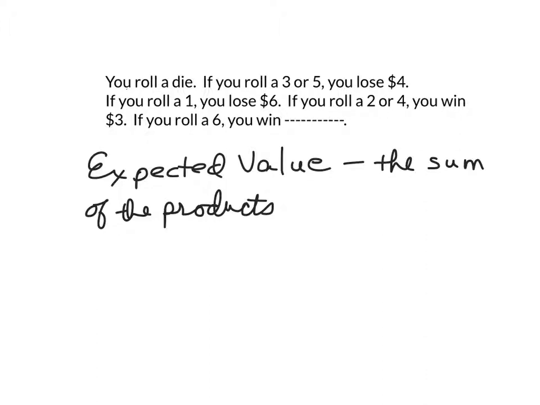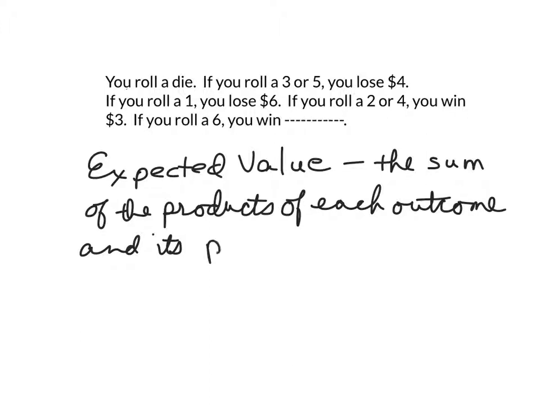The sum of the products of each outcome. So when you think about each outcome, we think about all of them. We're thinking about the sample space again. Each outcome and its probability.